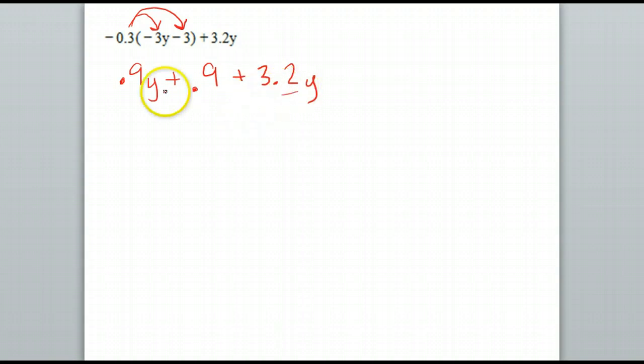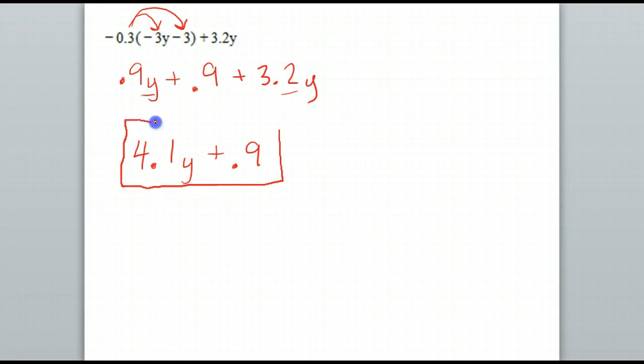Alright, and then like terms. The y's are like, this is not like. So when I combine the y's, 0.9 plus 3.2 gives me a 4.1y. Okay, because those are the y terms. And then I add 0.9 to it. Okay, now you cannot add 4.1 and 0.9 and get 5, because this is not just 4.1, it's 4.1y. Alright, and then this does not have a y, so they're not like terms, so that's as far as you can take it.